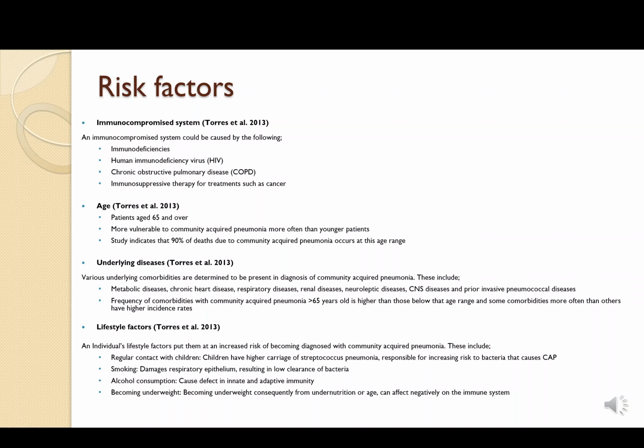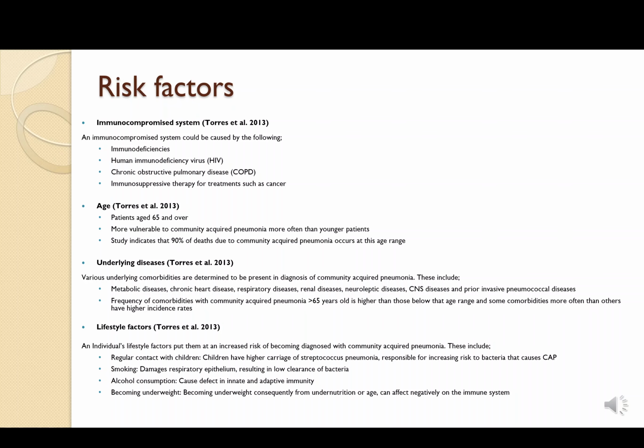Furthermore, having underlying diseases is also a risk factor. There are various underlying comorbidities that are determined to be in conjunction with patients diagnosed with community-acquired pneumonia, and some more often than others cause higher incidence rates. The frequency of comorbidities in patients diagnosed with community-acquired pneumonia aged 65 years and older is higher than in those below the age range, and in 39 studies, some of these comorbidities include metabolic diseases, chronic heart disease, renal disease, respiratory disease, CNS diseases, diabetes, neuroleptic diseases, and prior invasive pneumococcal diseases.